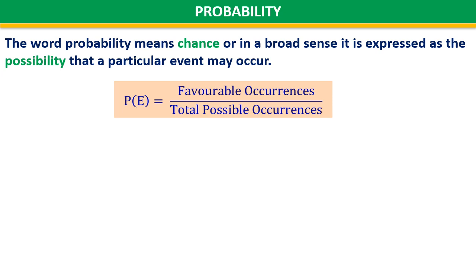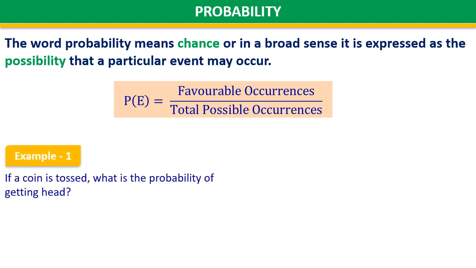Let us understand with a very simple example. If a coin is tossed, what is the probability of getting head? So if we are tossing a coin, there are only two possible occurrences. Either head will appear or tail will appear. Out of which, if we want head, so in our favor there is head. So the probability is 1 out of 2.